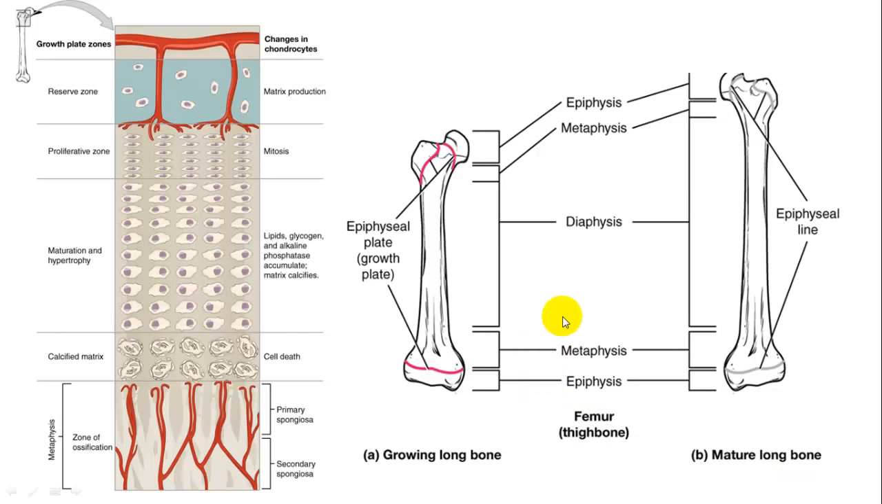Okay, so this is what it looks like from the figure in your book with our different zones and what's going on and occurring in each area.